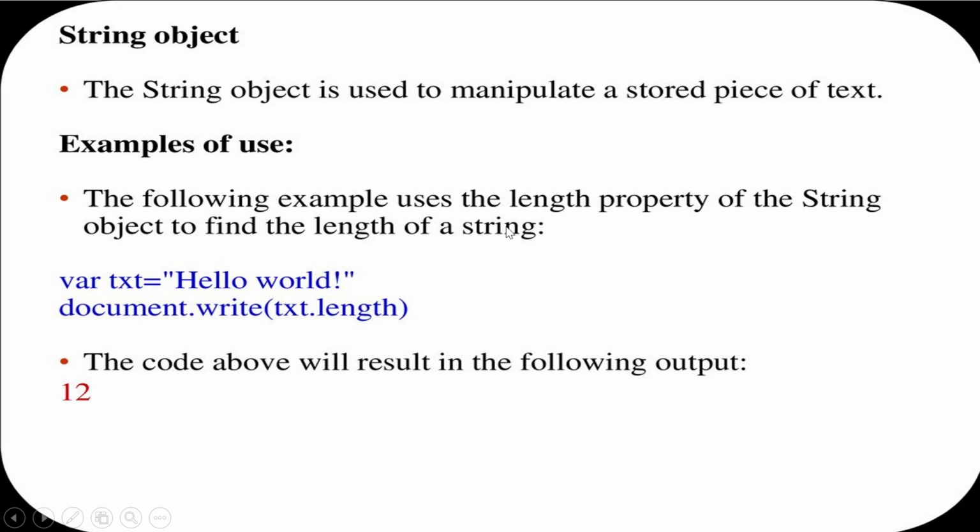To find the length of the string, we have to use the length property. Here we have taken one variable. Let's call text the variable, or txt equal to hello world. What is hello world? Hello world is a string. It is stored in the text variable. To declare a string, what do we have to use? Double quotes. Okay. Hello world we have stored in a variable called text. Document.write text.length. To use the length property, whatever variable name you have given, you give that variable name and dot length. If you give dot length, it will return the length of the current string.